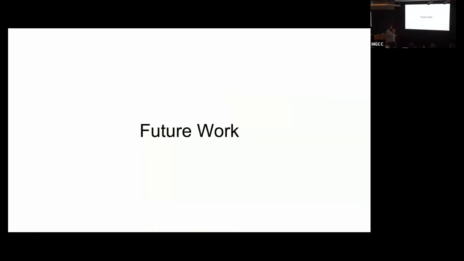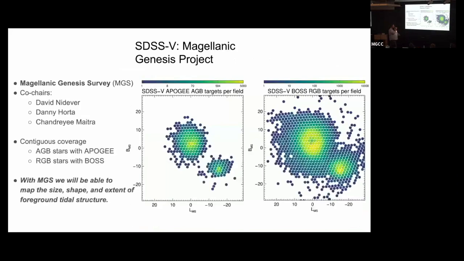So, field work. Right now, we have APOGEE South for over 2 years now. But we have the magnetic kinesis project for the CS5, where we are using the APOGEE spectra again, and the BOSS spectra with AGB and RGB stars.